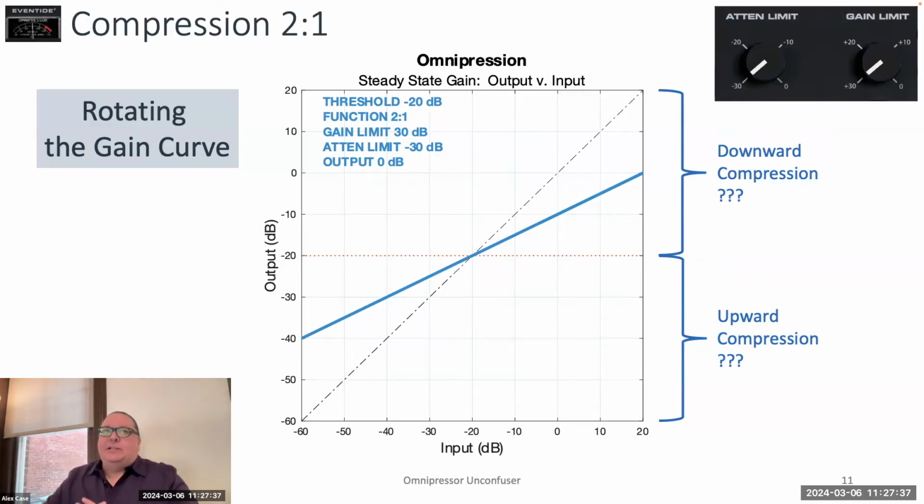So the way we typically do that is we set a ratio, maybe 4:1, and then we lower the threshold and see how much we can get away with before it starts to sound unnatural and overly compressed. This gain curve says do something differently.